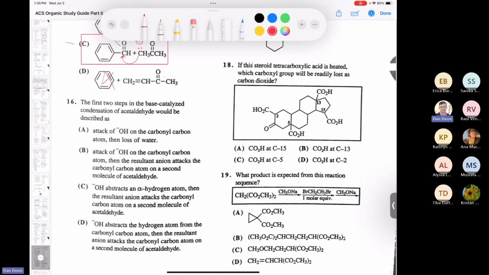did I really want to do question 18? Yeah, sure, I guess so. Anyhow, it says here, it's not that bad. If this steroid is heated up, which carboxyl group is going to be lost as CO2?